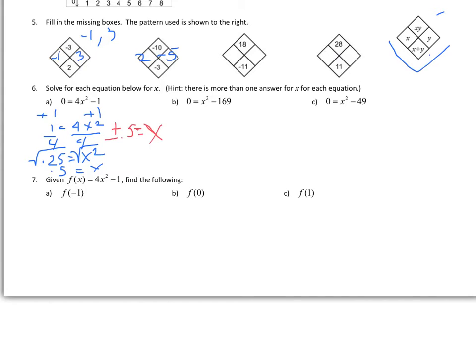For 7, you are popping in these numbers to get the following function's correct answer. For instance, on a, you would say 4 times negative 1 squared minus 1. Well, negative 1 times negative 1 is 1. 4 times 1 is 4, minus 1 is 3. There's my answer. Do the same for b and c, and you should be in good shape.